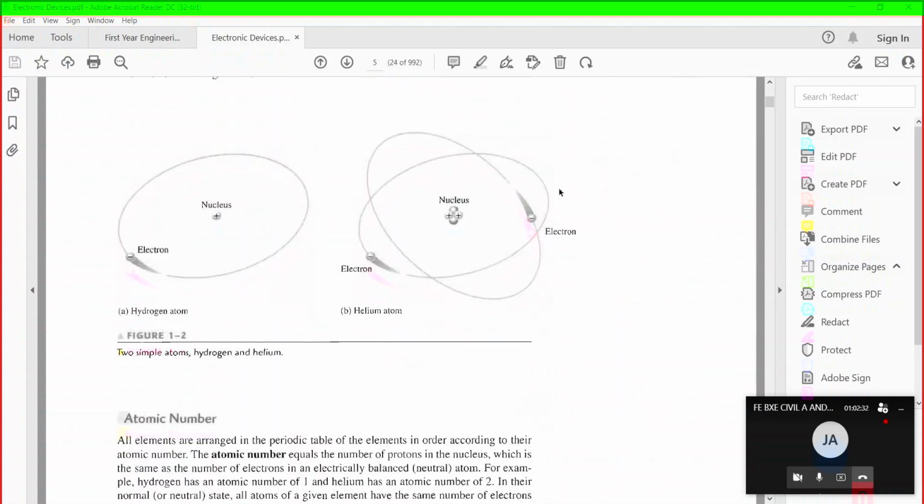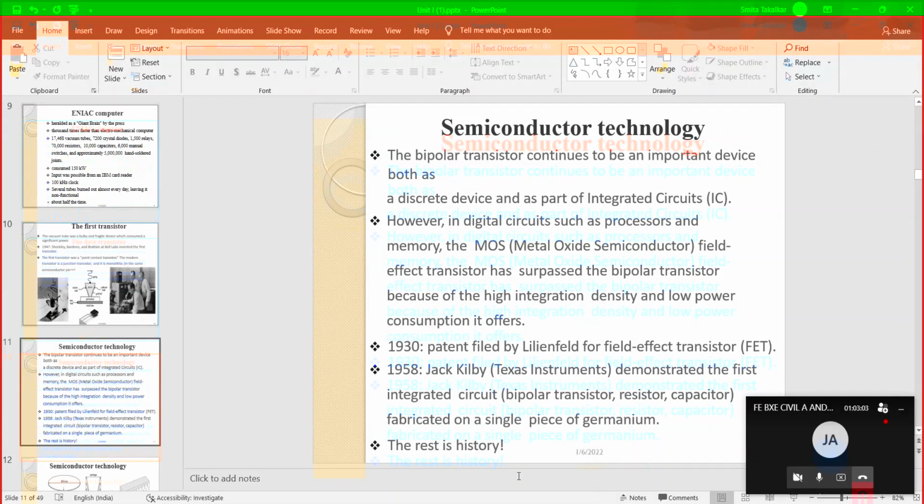Okay, and here is the hydrogen atom, one example, and another example is the helium atom. This is the nucleus of the atom. Here is the nucleus, and here are electrons. These electrons are the free electrons in the outer shell and the electrons in the inner shell. That is the meaning of the atomic structure; you can see it in integrated circuits.